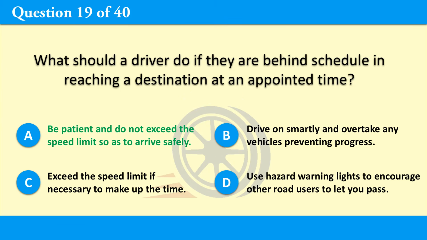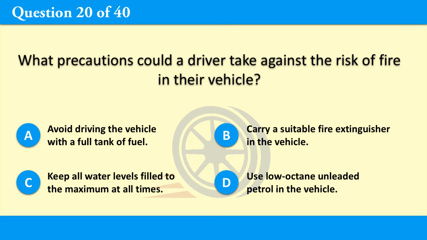Correct answer, A. Be patient and do not exceed the speed limit so as to arrive safely. Explanation: you should always drive at a speed that allows you to stop safely within the distance you can see to be clear. Being late for an appointment is no excuse for exceeding speed limits or for driving at an unsafe speed. Arrive alive.